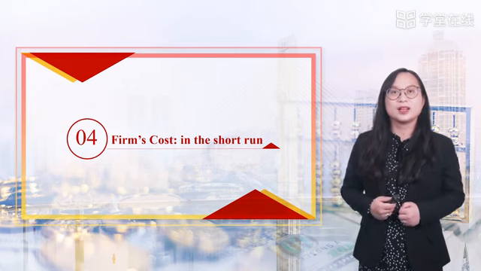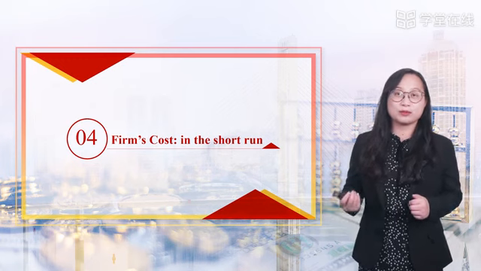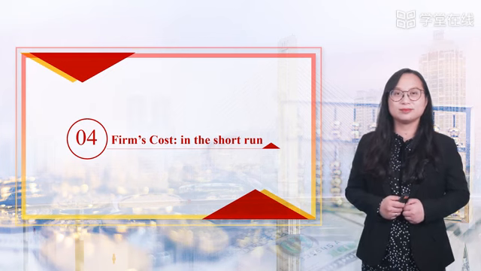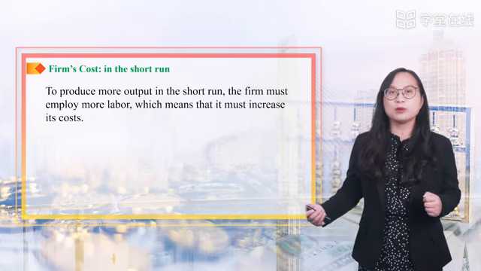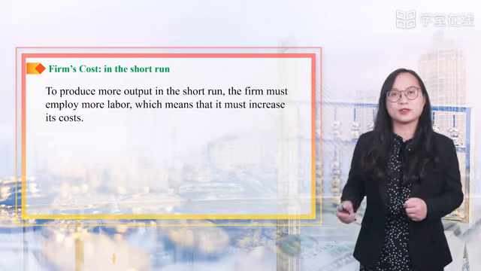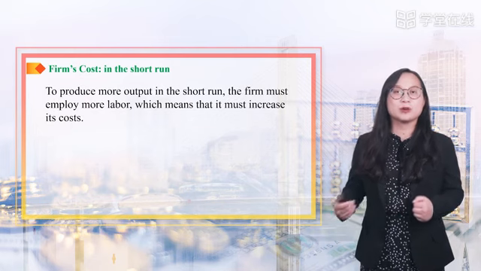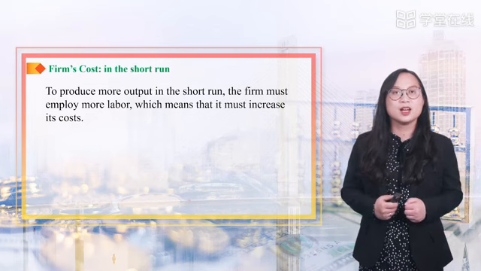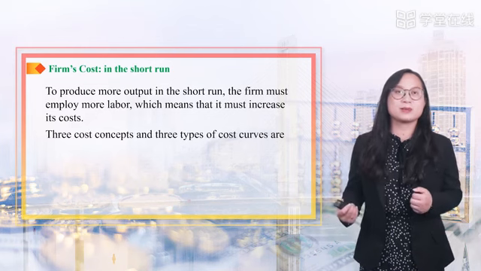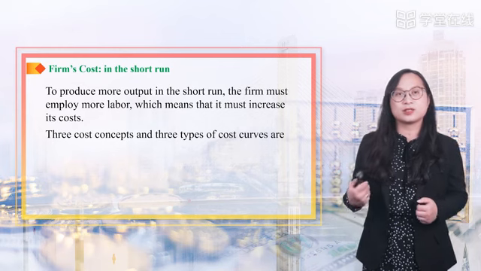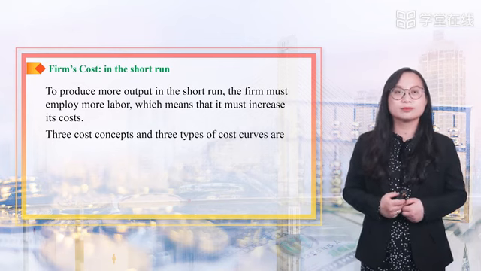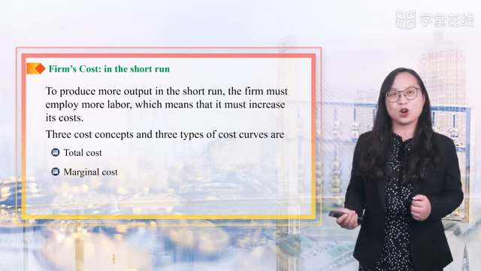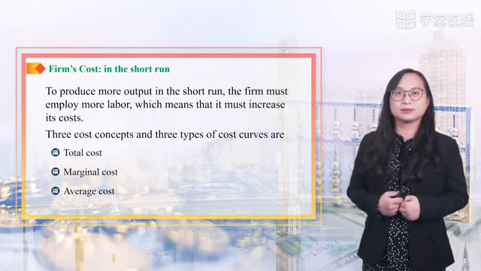In the last session, we learned there are two time frames for firms, the short run and the long run. In this session, we'll study the firm's cost in the short run. To produce more output in the short run, the firm must employ more labor, which means that it must increase its costs. There are three types of cost concepts, similar to the three productions in our last session: the total cost, marginal cost, and the average cost.